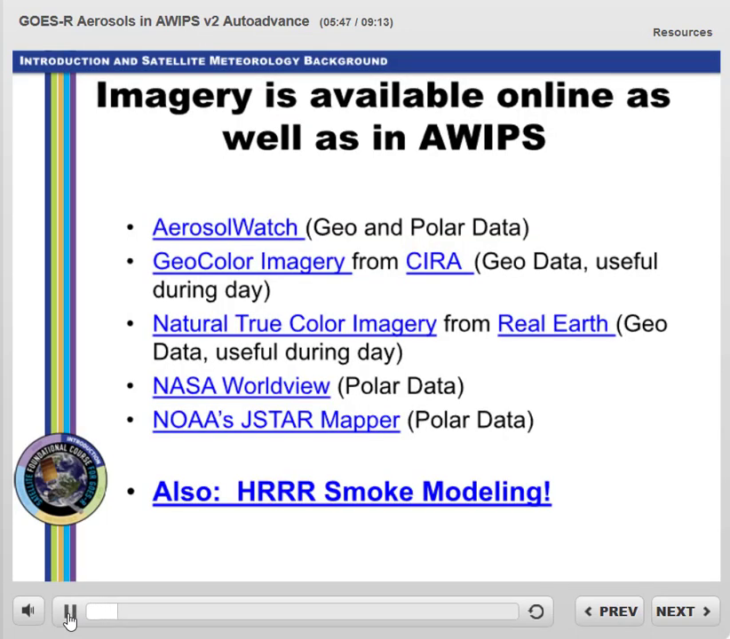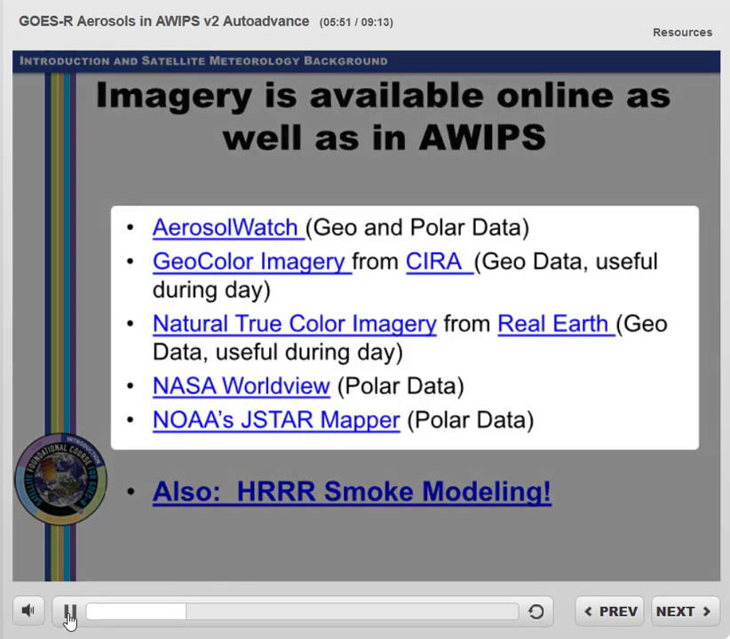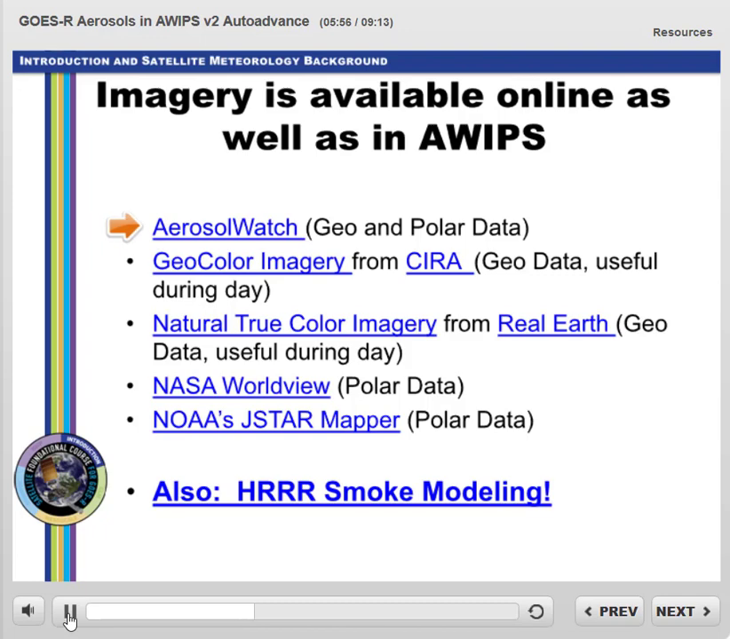You can find GOES-16 aerosol products and other products useful for detecting aerosols and smoke at numerous sites online, such as Aerosol Watch. Some of these show data from polar orbiters that don't have the temporal coverage of GOES, but they have higher spatial resolution, especially near the poles. There is also, as of late 2018, a HRRR smoke modeling effort that can help you anticipate where smoke will be.